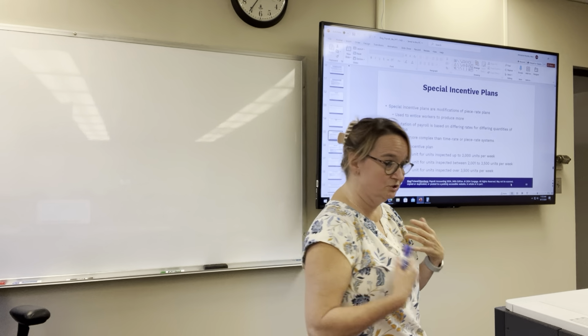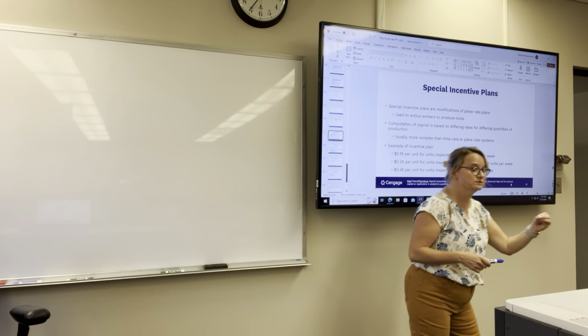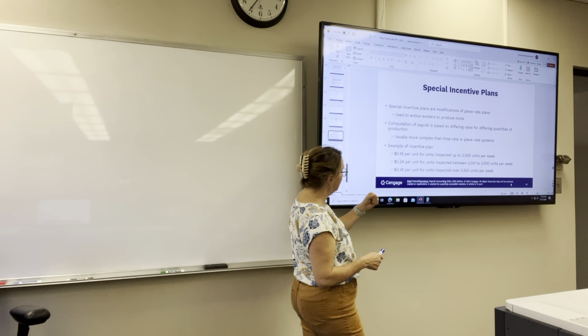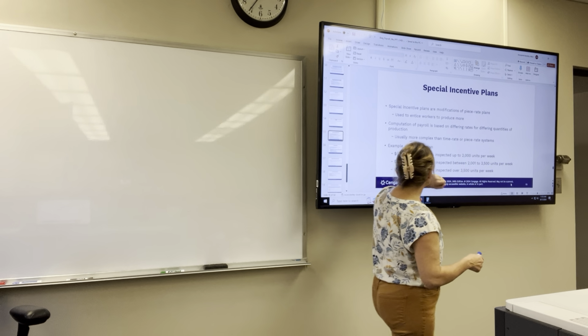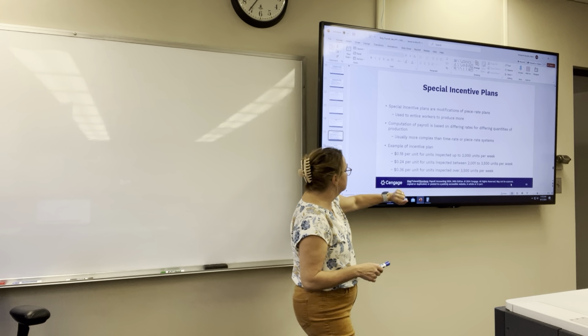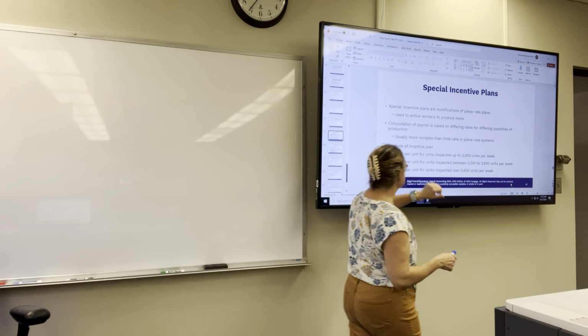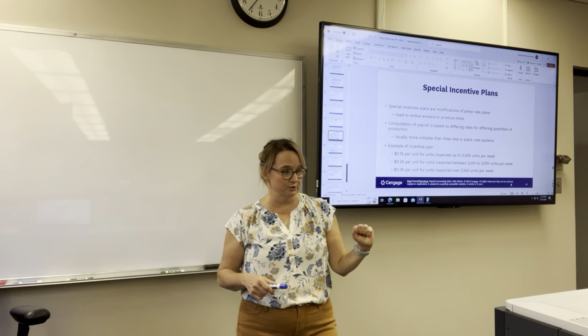So here's an example of one. In this case, it's for units inspected: 18 cents per unit inspected, up to 2,000 units per week. And then between 2,000 and 3,500, 24 cents per unit. Anything over 3,500 is paid at 36 cents per unit.